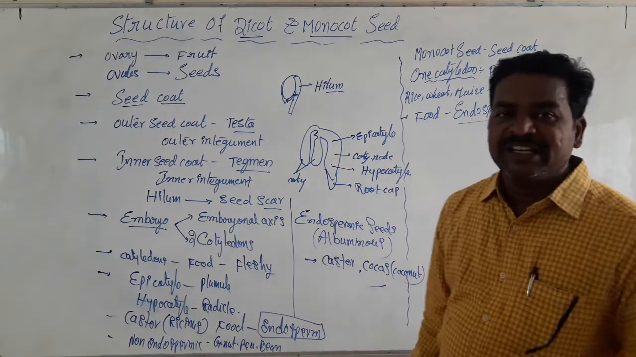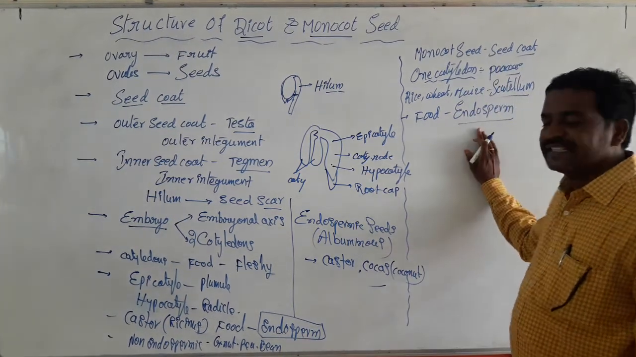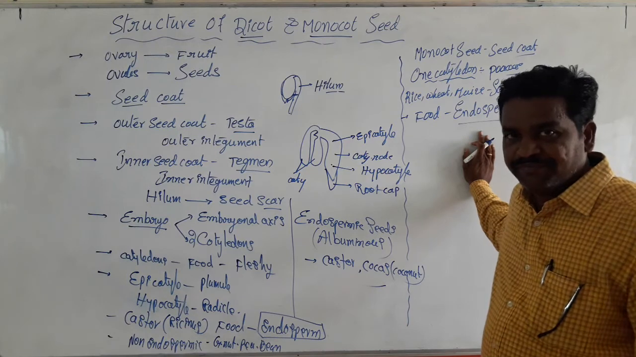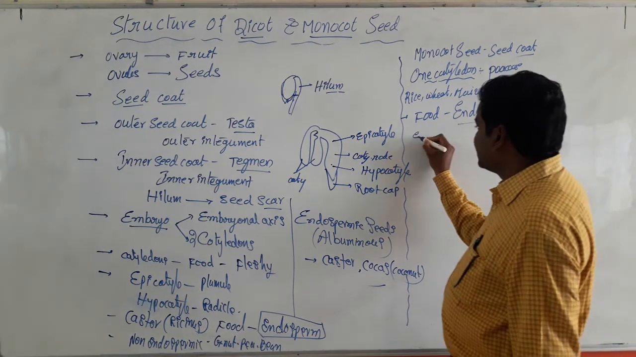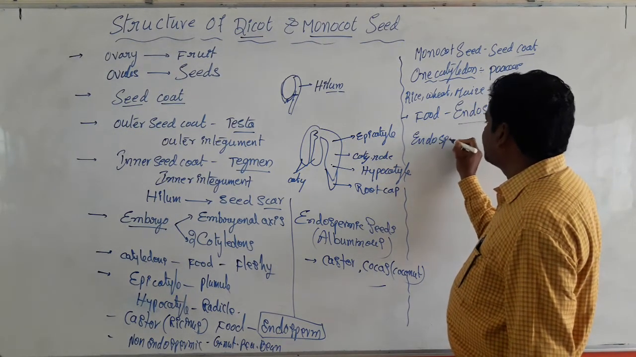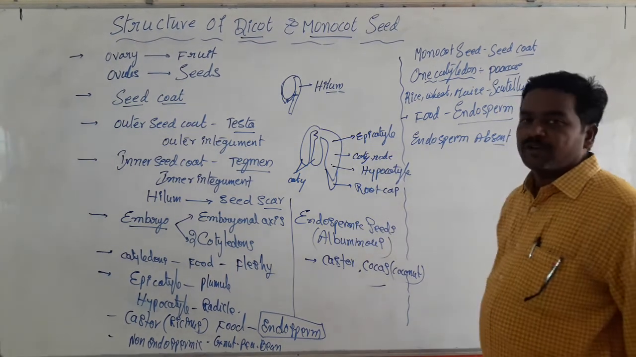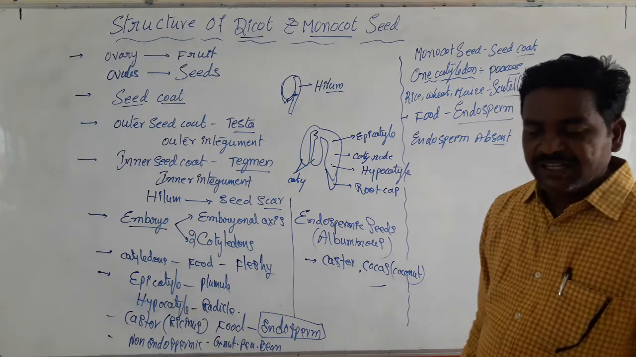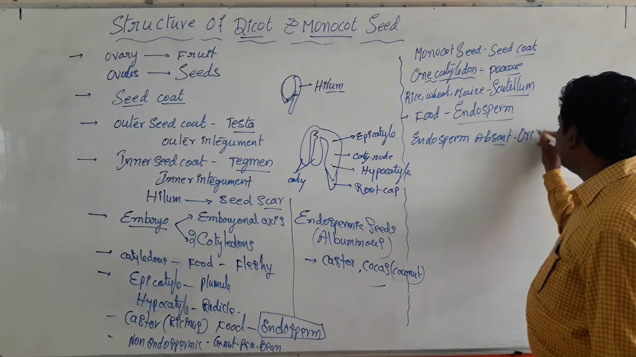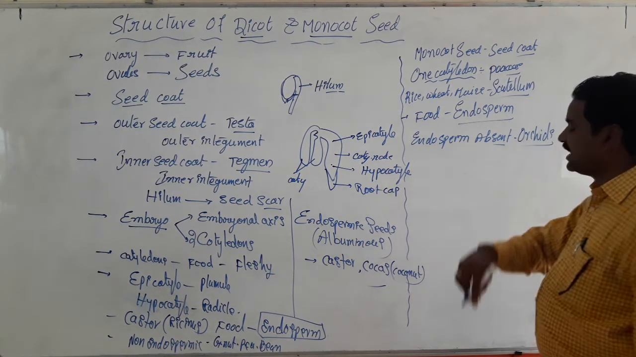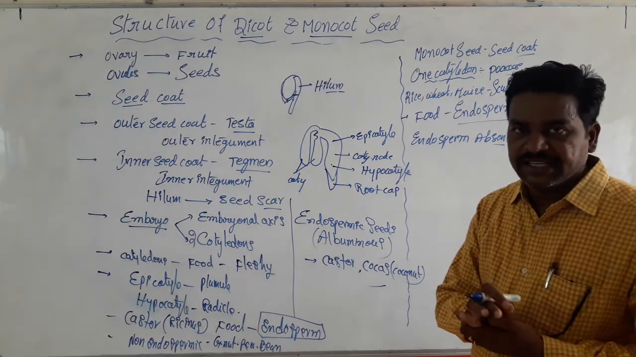What is the site of reserve food materials in dicotyledonous seed? Cotyledons. But what about the site of reserve food materials in case of monocot seed? Endosperm. But in some monocotyledonous plants, endosperm is absent. Already you know this point. In which type of monocotyledonous plants is endosperm absent? That is orchids, family Orchidaceae. Initially, endosperm is not formed in Orchidaceae members.